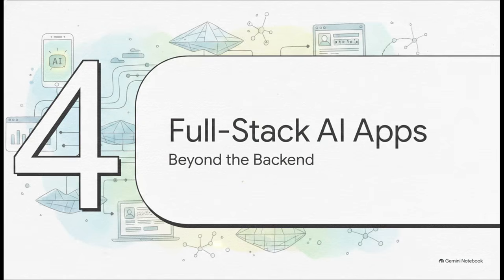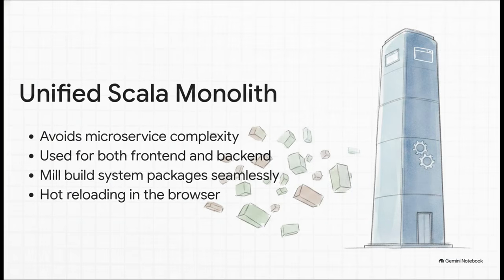Which brings us to Section 4, full-stack AI applications. This is where it gets really cool. Scala isn't just for backend data pipelines anymore. It's increasingly being used as the primary software to build the actual AI tools, websites, and apps serving these models. Recent ML platforms are using a unified Scala monolith to avoid all that microservice complexity. They're using Scala for both the front-end interfaces and the back-end logic, packaged seamlessly with the mill build system. You even get hot reloading right in the browser for super fast iteration. So you skip the chaos of managing a dozen different microservices, but you keep that immense back-end power.